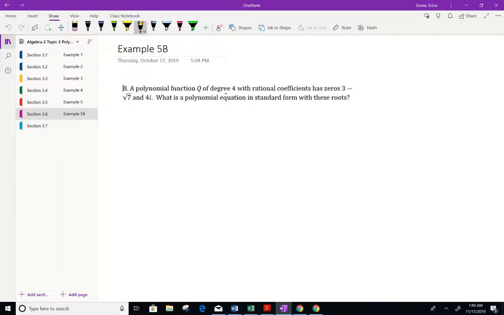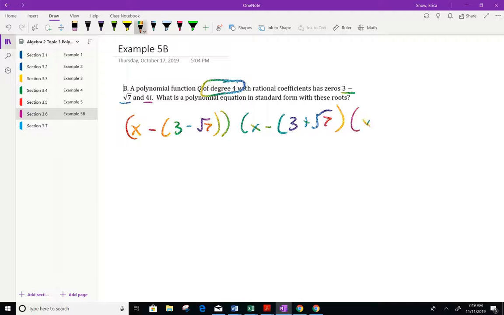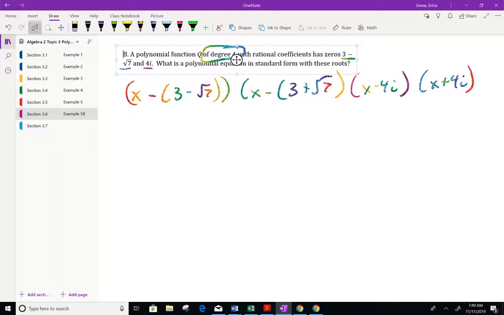So now let's look at one more. So we're going to have a polynomial of degree 4 with zeros that are 3 minus square root 7 and 4i. So that means we're going to have x minus 3 minus square root 7, x minus 3 plus square root 7, x minus 4i, and x plus 4i. And what I'm going to do is work them in pairs here and then multiply our products together because it's going to be a lot.